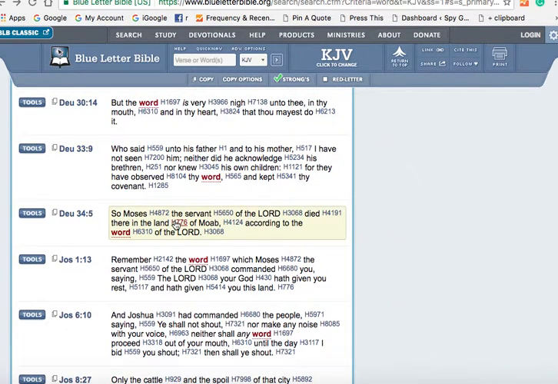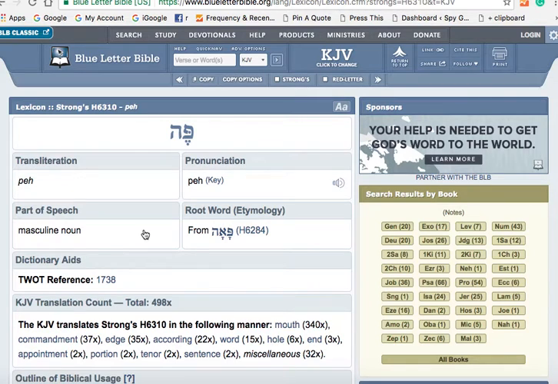Okay. Now here the word is also our English word, used as 6310 in the Hebrew language. Okay, and now its meaning is pay. This is probably a single word, and it's used as a translated word only 22 times. But as mouth 340 times, commandment 37 times, edge 35 times, according 22 times, whole 6 times, and end 3 times, appointment 2, portion, tenor, sentence, and miscellaneous 32 times.